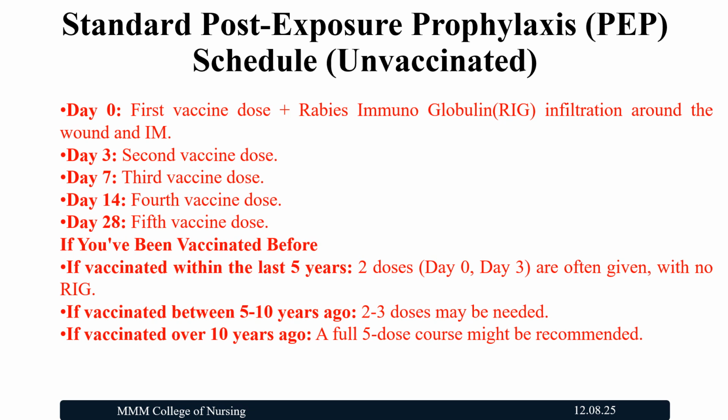If you have been vaccinated before, if vaccinated within the last 5 years, 2 doses, day 0 and day 3, are often given with no rabies immunoglobulin. If vaccinated between 5 to 10 years ago, 2 doses may be needed. If vaccinated over 10 years ago, a full 5-dose course might be recommended for the victims.